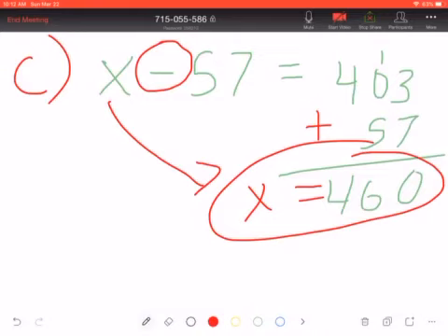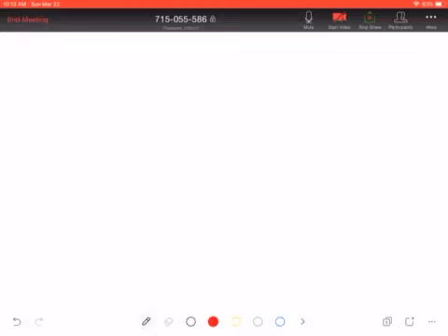It wants you to write it in a complete sentence. I'm going to let you do that part on your own, in your notebook or wherever you're doing your work. And then finally, D is going to look like this.